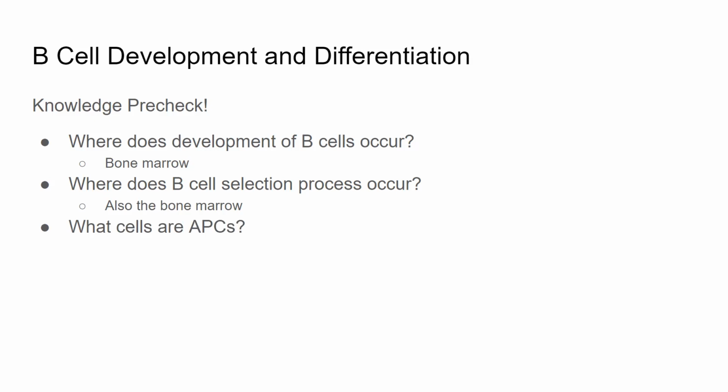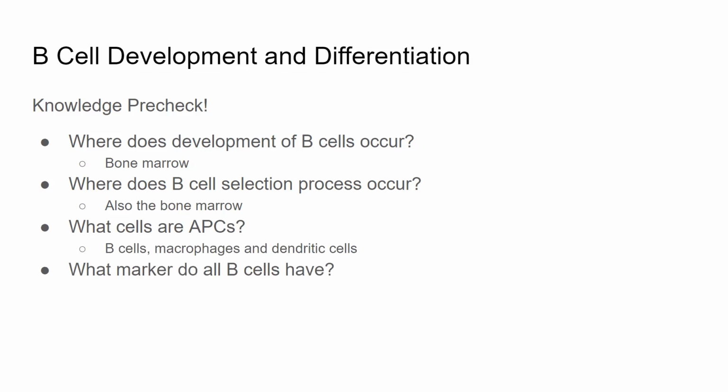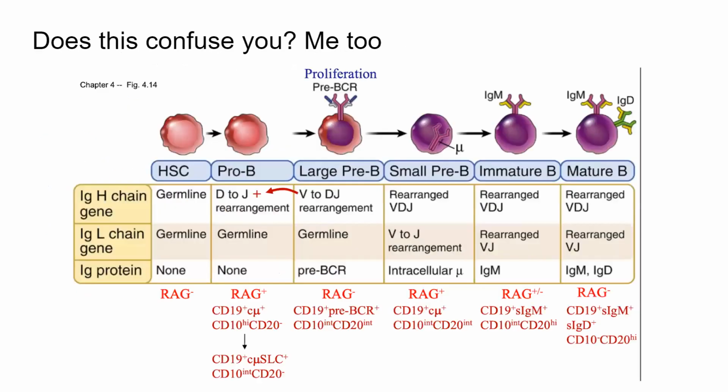And then what are the 3 APCs? Perfect. And then lastly, what marker do all B cells have? This is kind of a tough one. I heard it over there, CD19. This will help you in heme, so make sure you guys remember CD19, CD10, CD20, because it'll help you with all the lymphomas and stuff. So this was one of the most confusing slides.